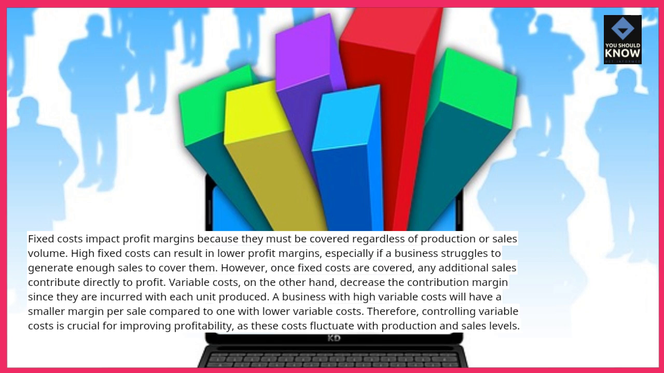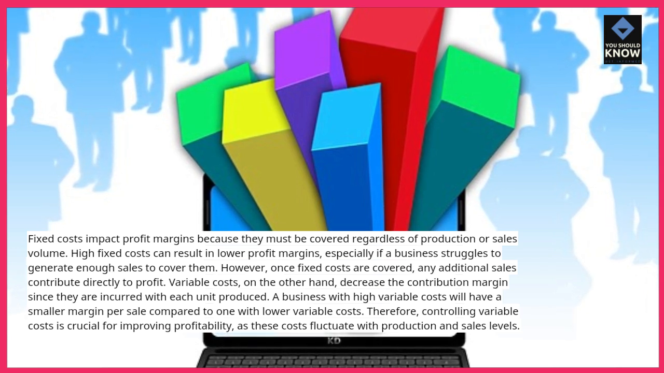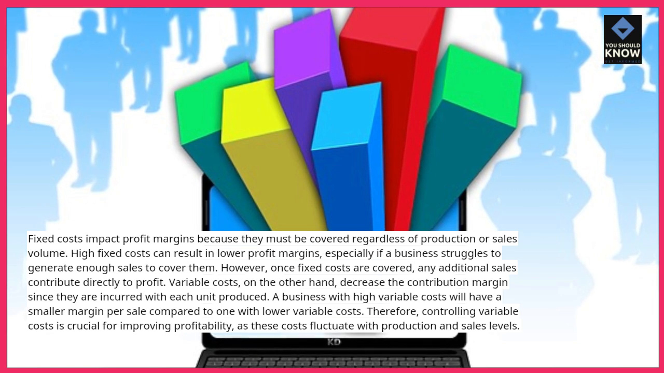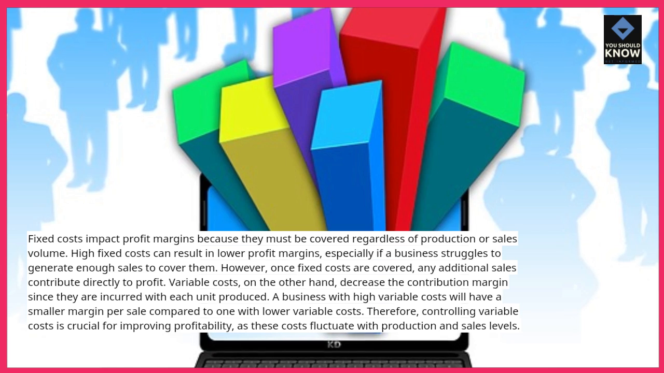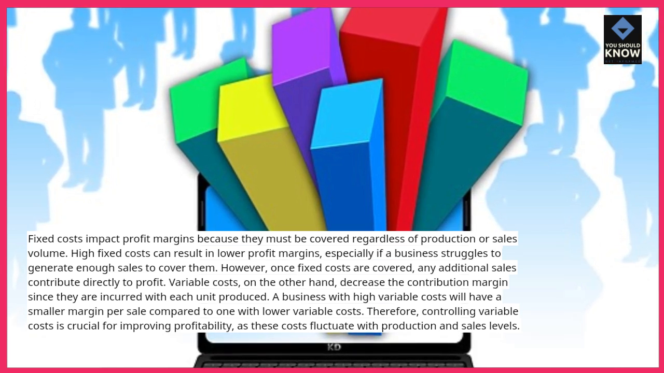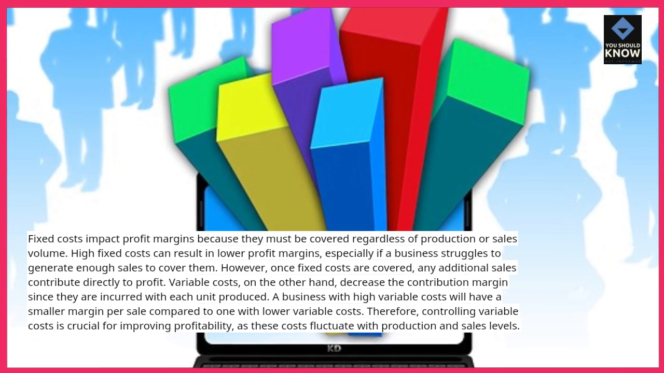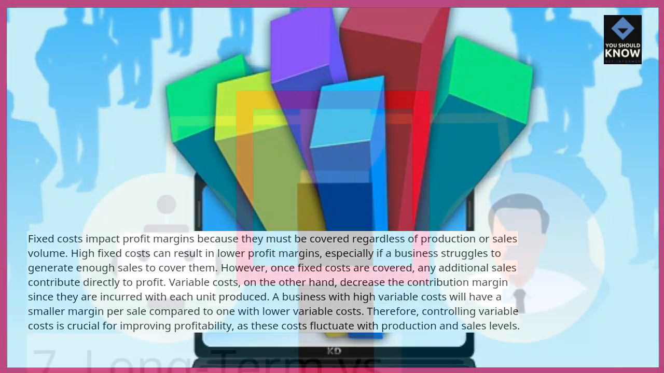Variable costs, on the other hand, decrease the contribution margin since they are incurred with each unit produced. A business with high variable costs will have a smaller margin per sale compared to one with lower variable costs. Therefore, controlling variable costs is crucial for improving profitability, as these costs fluctuate with production and sales levels.